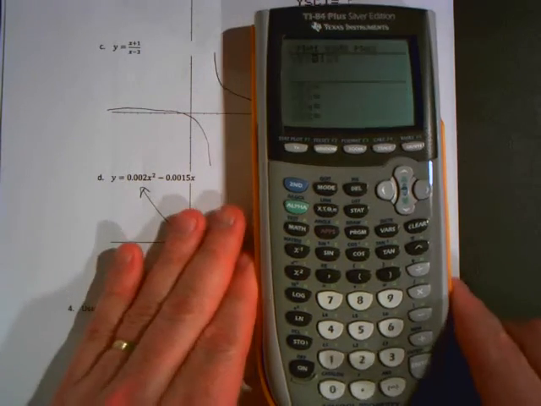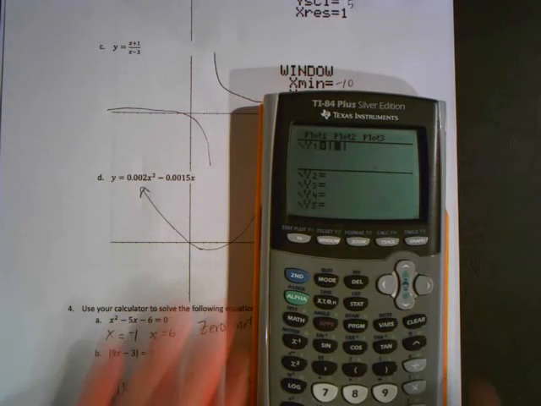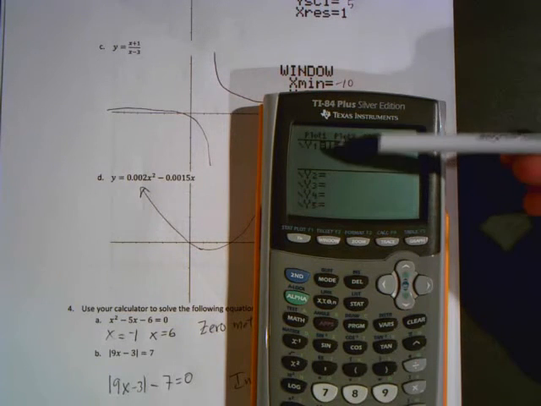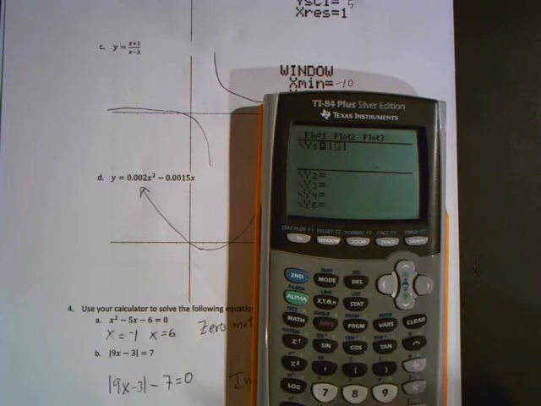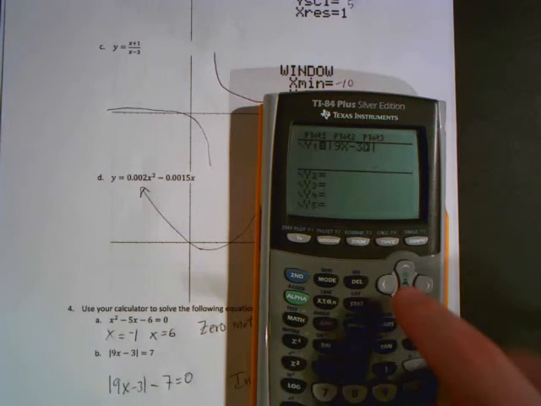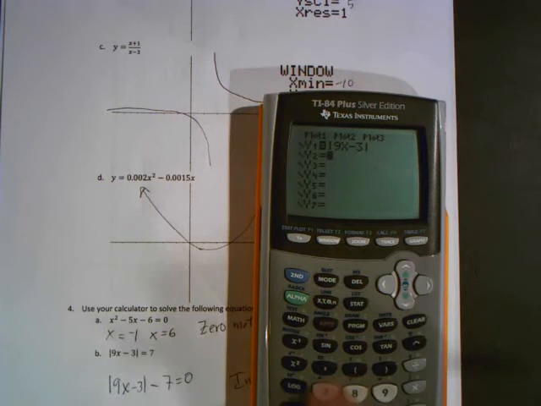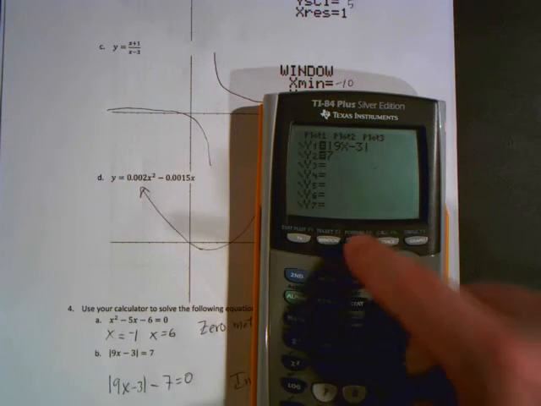Again, if you have an older calculator, a TI-83 or an older TI-84, it's going to write the letters ABS and then put a parenthesis. And you're just going to have to type in 9x minus 3 inside the parentheses. I go to y2 and I type in 7. I draw my graph.